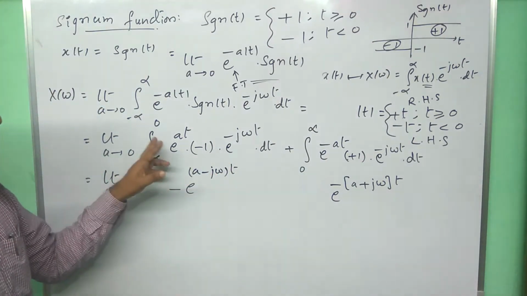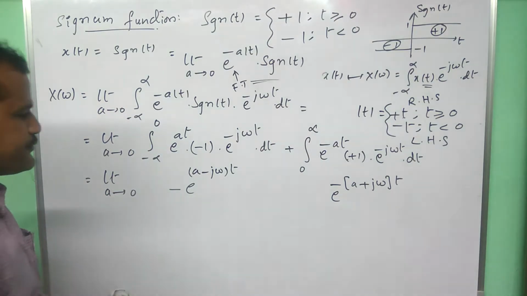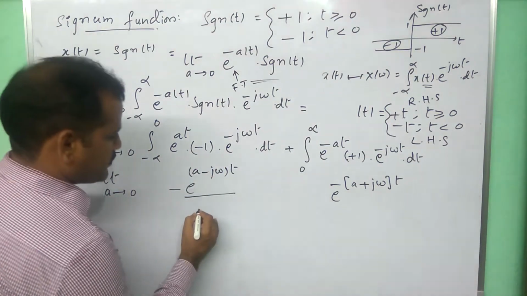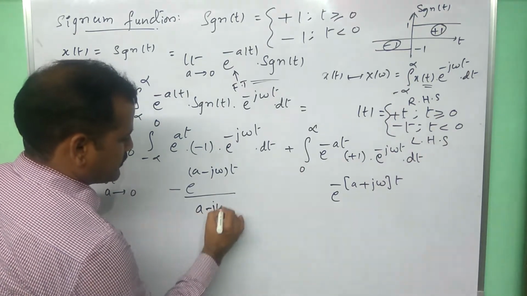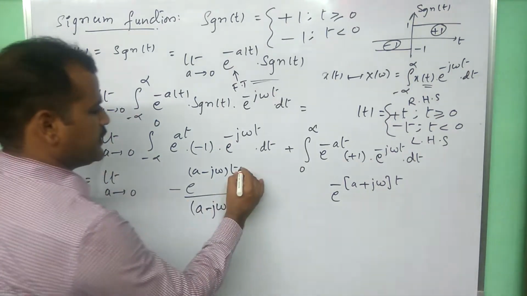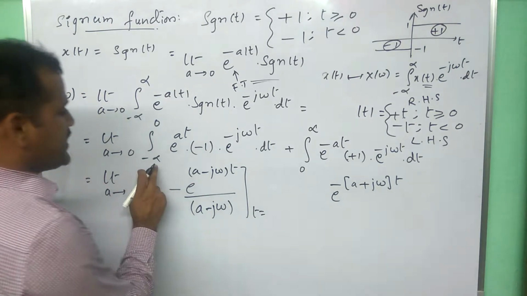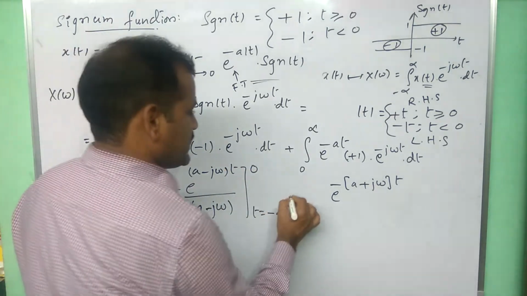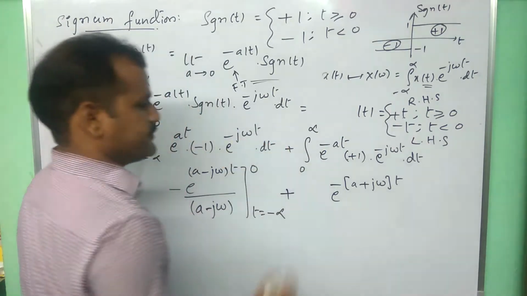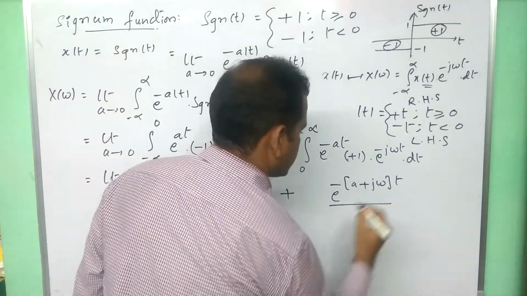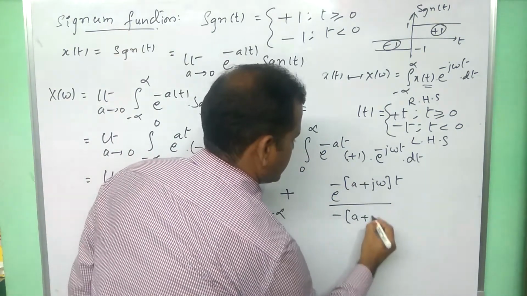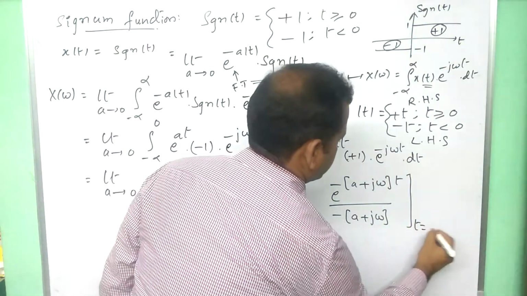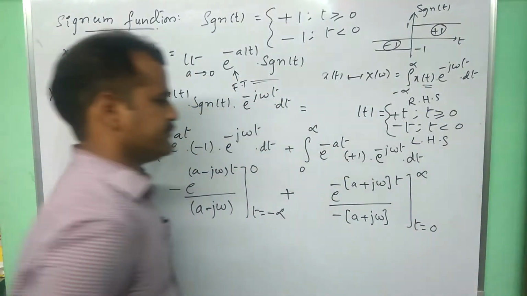Next step, we have to integrate these exponentials. This will be e to the power of this one, so (a minus j omega) in the denominator, with t limits minus infinity to 0. In the next term, plus sign, this integration is minus of (a plus j omega) in the denominator, and the t limit is 0 to infinity.